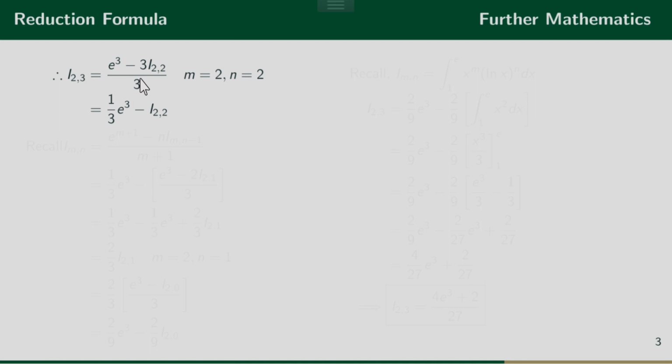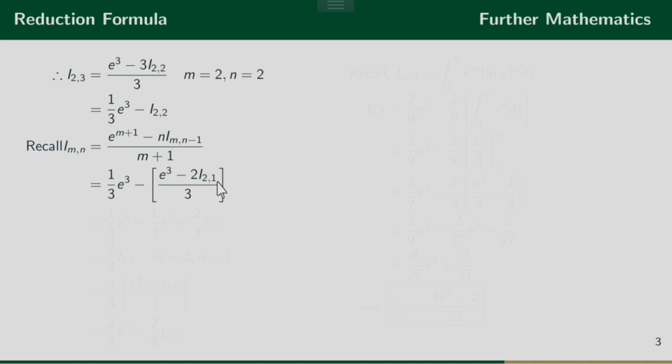Now, at this point, I can separate the numerator, and I'll be having 1/3 e cubed minus 3 cancel out with this 3. I have I2,2. Now I can apply the reduction formula once more. This is a reduction formula, so I'll plug this into the reduction formula. I'll keep 1/3 e cubed as is, minus I2,2. So I plug in m as 2 and n as 2 into the reduction formula. So we're having, e to the power 2 plus 1 is e cubed, so e cubed minus 2 I2,1, since 2 minus 1 gives 1.